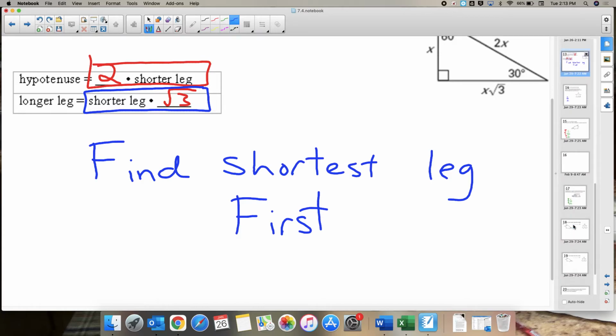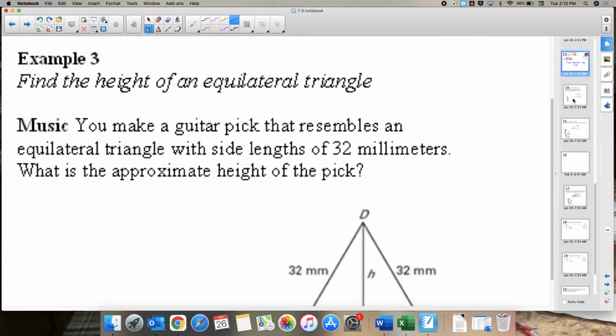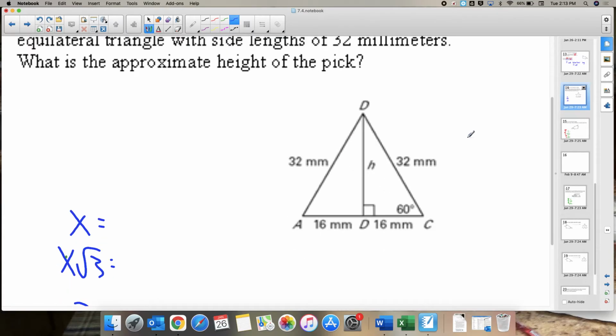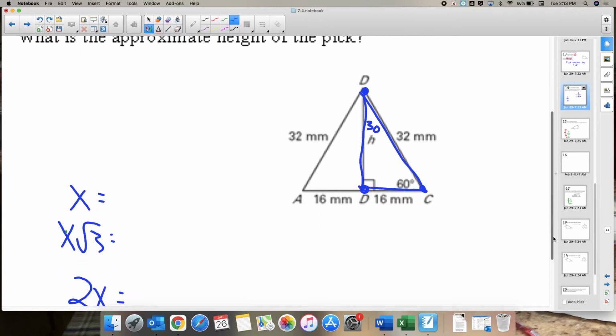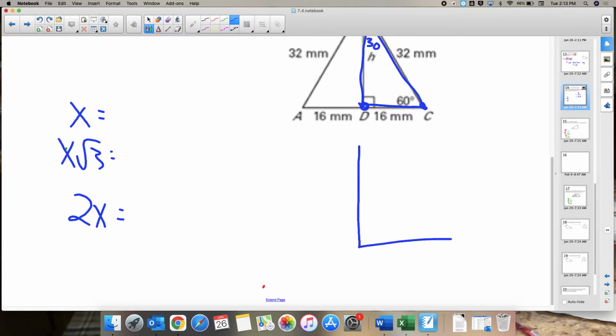Right, a couple last examples to look at here. First one says you make a guitar pick that resembles an equilateral triangle with a side length of 32 millimeters. It says what is the approximate height of the pick? So if you notice, I end up with this right triangle here. It is a 30, 60, 90 right triangle. I'm going to pull it down here and redraw it. 90, 60, 30, 16, 32.